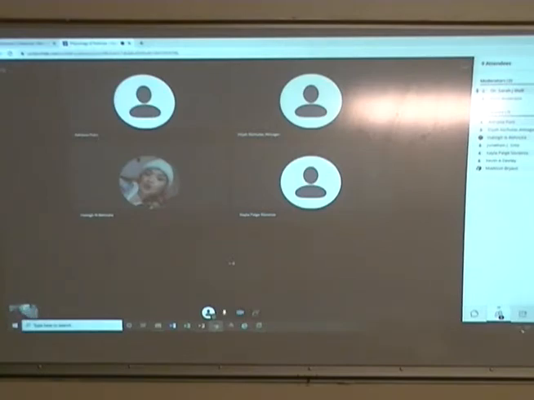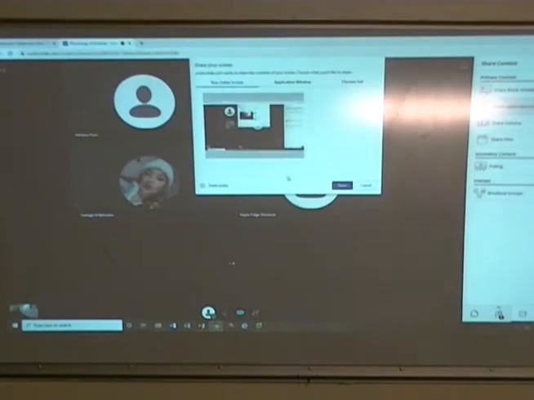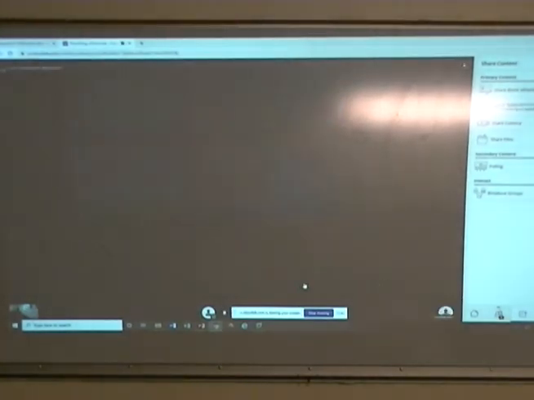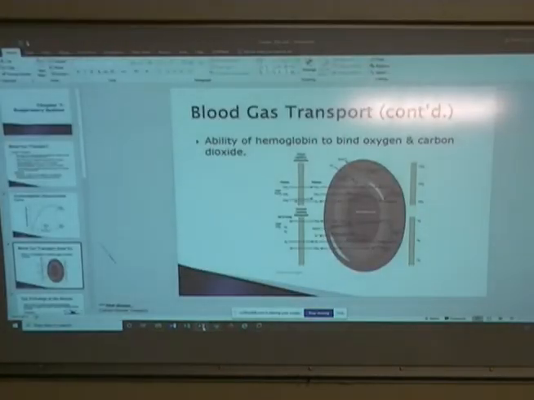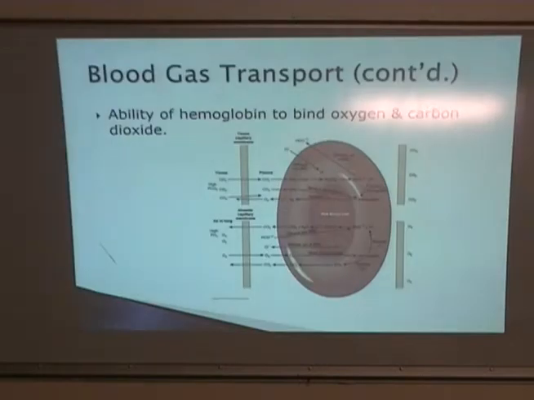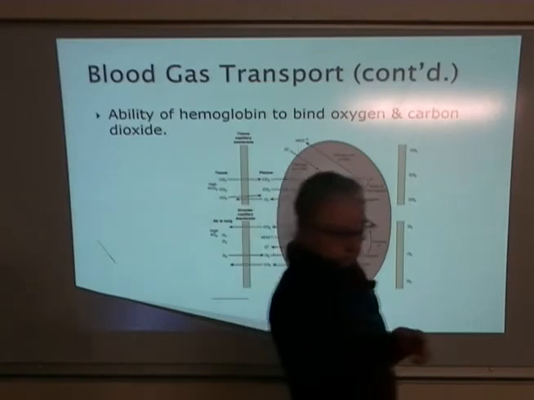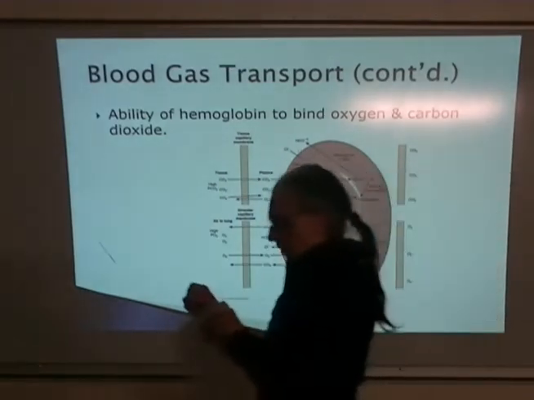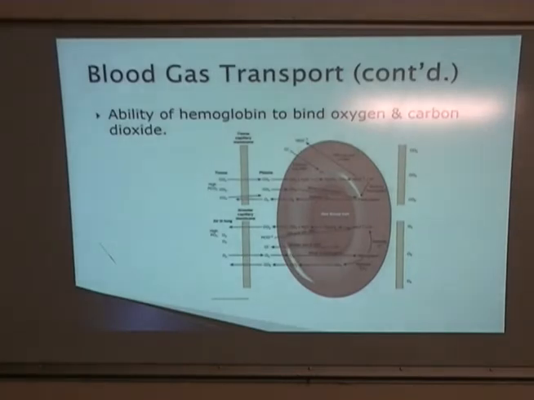Okay, after all that, let's see. Where we got to here? All right. Okay, so we had covered our oxyhemoglobin curve. That's good. Gas transport. All right. Okay. So this diagram is a bit horrific. I'm going to make it a lot more simple.